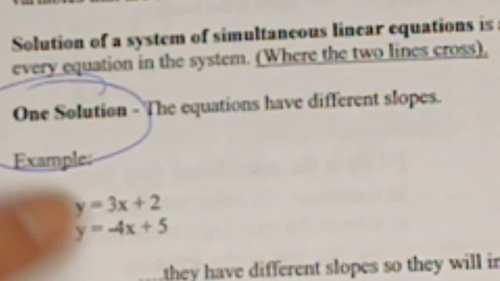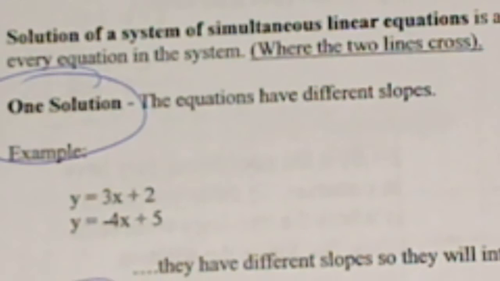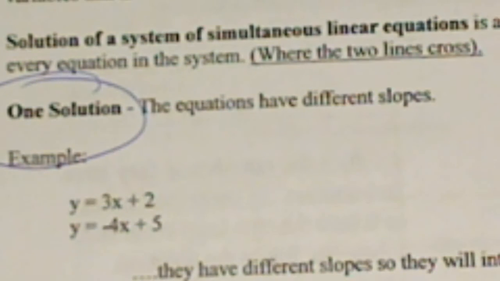Different slope, they will have one solution because they'll cross at one point. And that's systems of equations. It's all about where they cross. That's the solution.